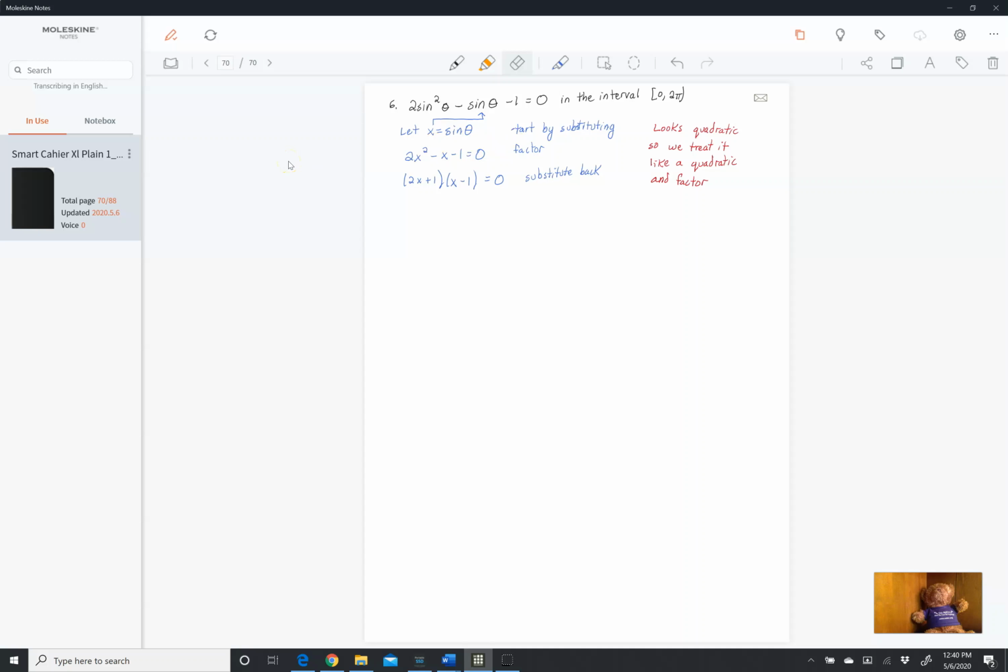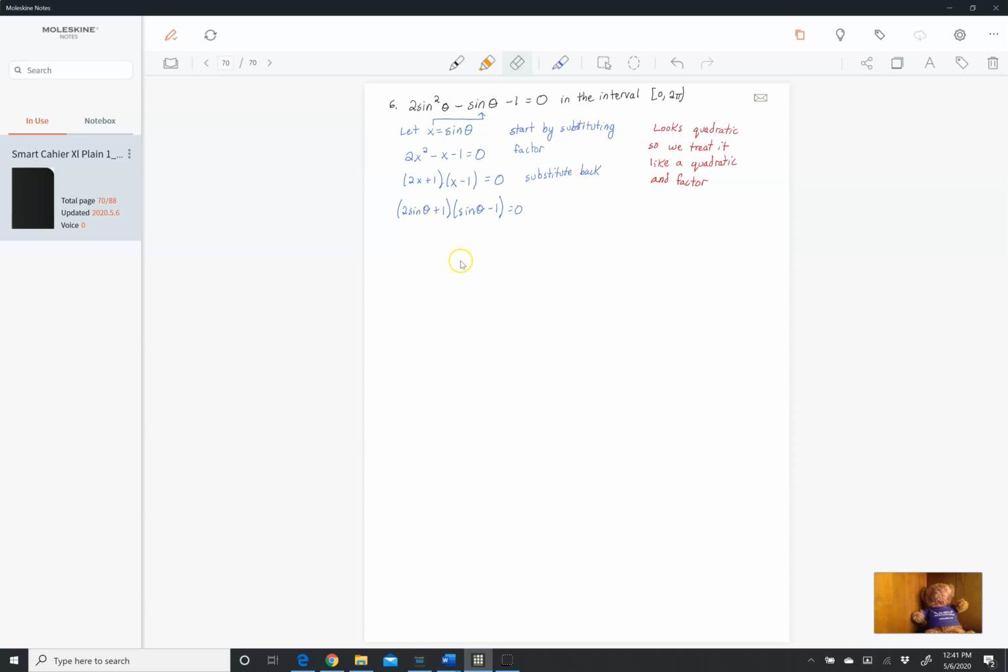I'm not going to change the color, even though I prefer it different. What it would look like is 2 sine theta plus 1 times sine theta minus 1 equals 0. So you can go straight from here to here if you want. You don't have to do the substitution. The substitution is just there if it makes it easier for you to factor when you don't have the sine theta there. Some of you will be able to do it, some of you won't. It doesn't matter what you do.